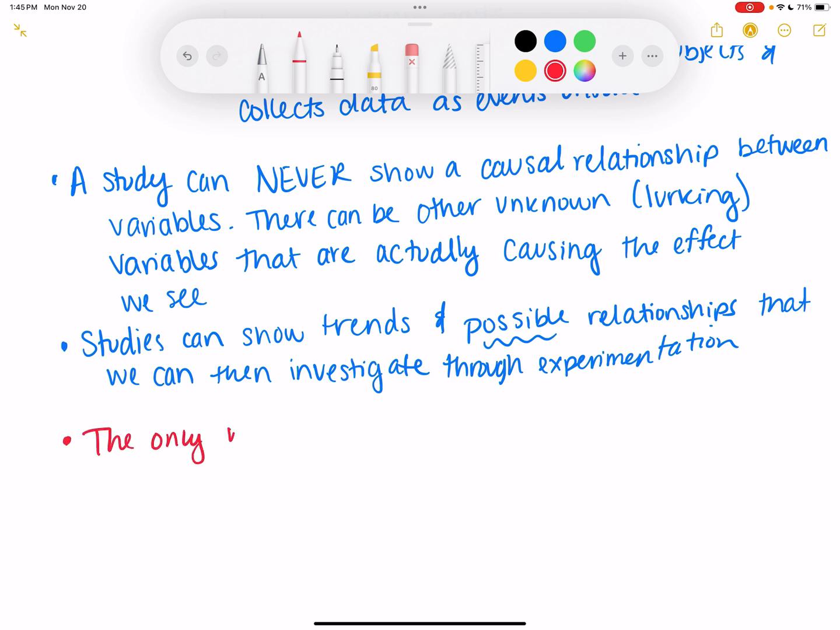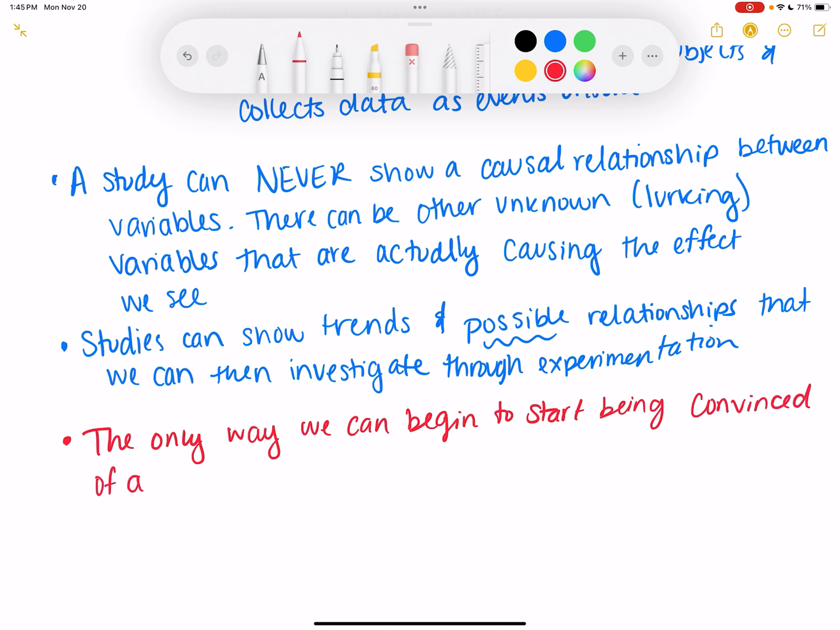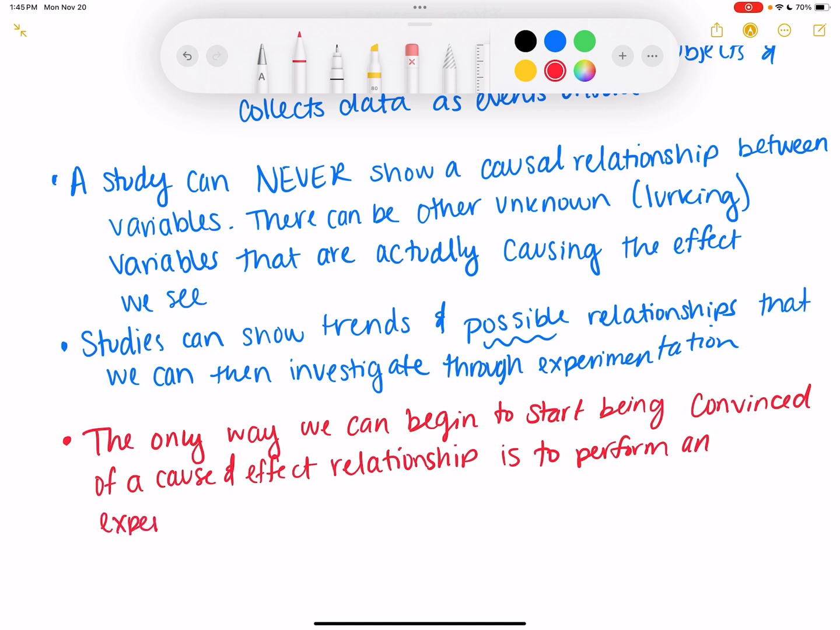The only way we can begin to start being convinced of a cause and effect relationship is to perform an experiment on the variables we are interested in.